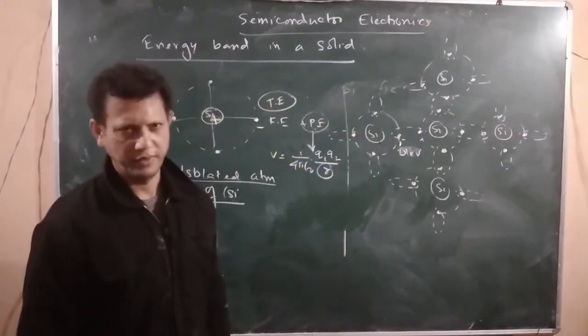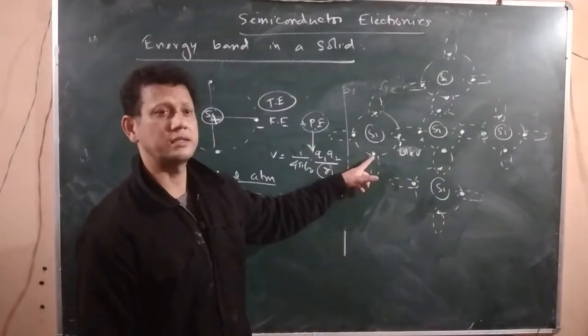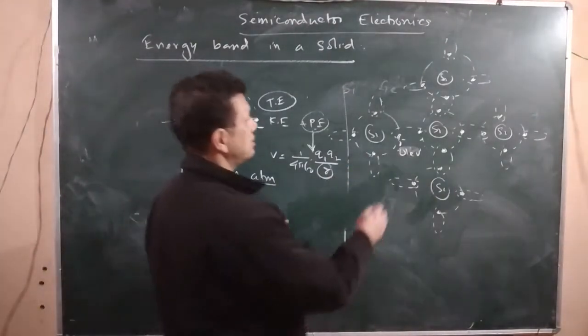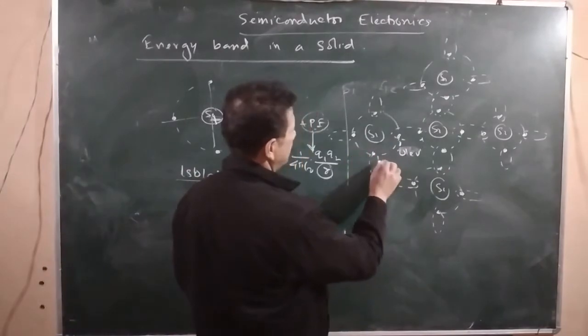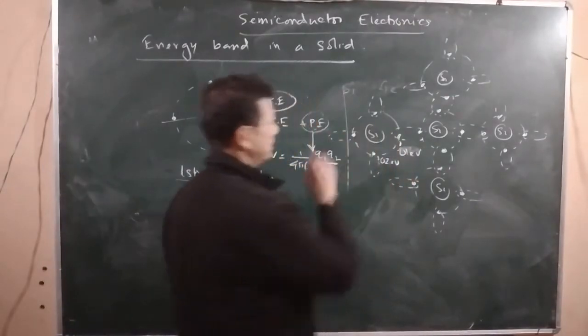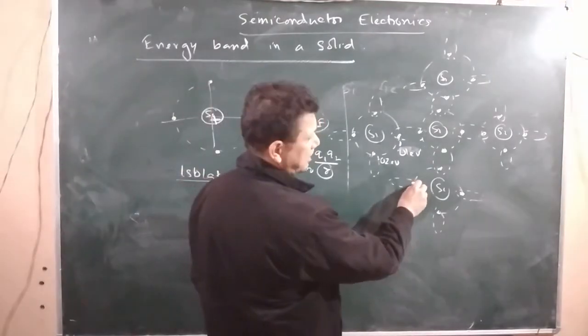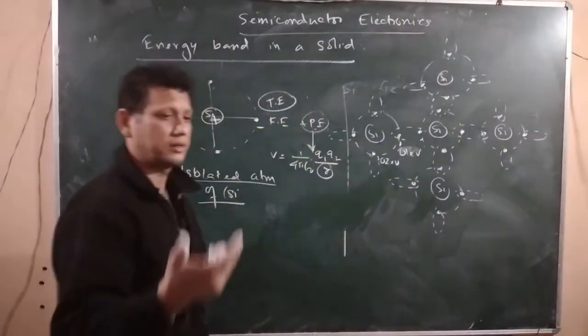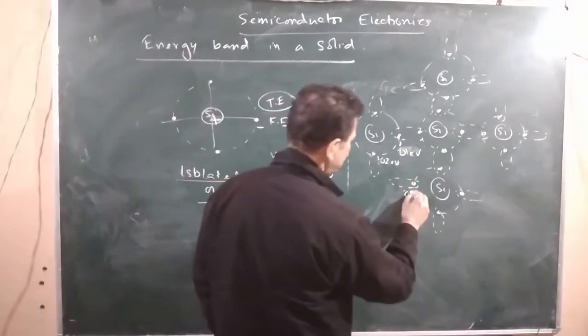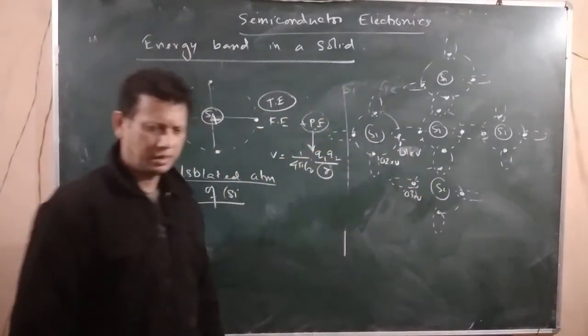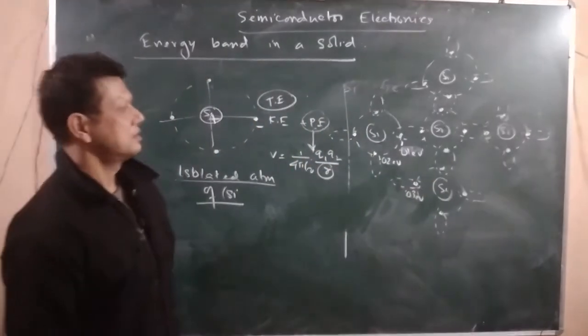As for example, suppose this is the second electron. The second electron's potential energy will be different, suppose 0.02 electron volt. Similarly, this electron will also possess a different energy, suppose this is 0.03 electron volt.